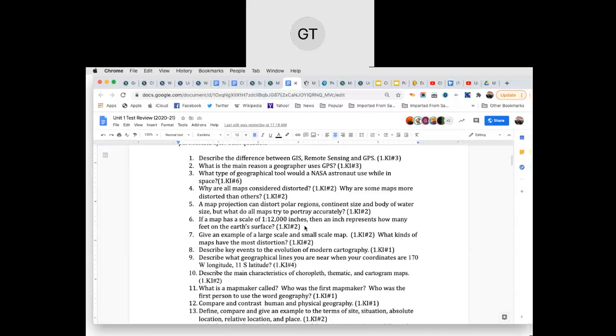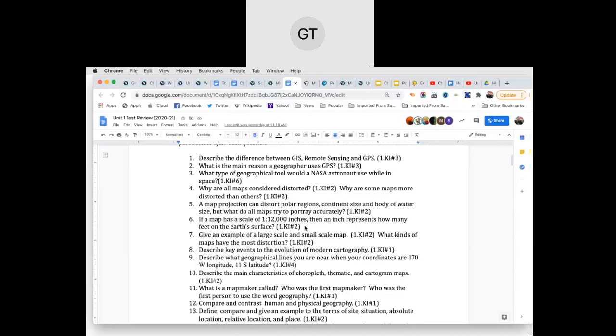When you look at projections, the most accurate projection would be the equal area map or the Robinson projection. The most distorted map is the Mercator map, and that's just through evolution of maps. 5, a map projection can distort polar regions, continent size, body of water size, but what do all maps try to portray? They try to portray countries or sizes of countries accurately.